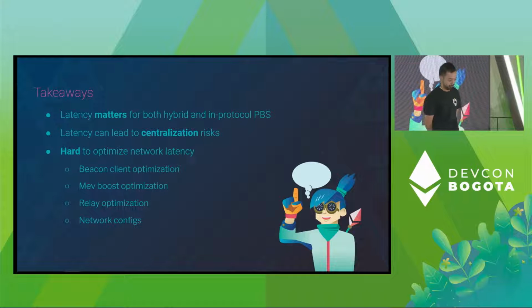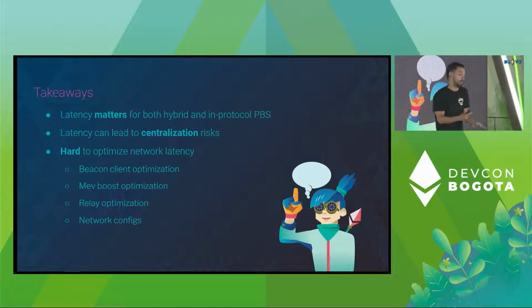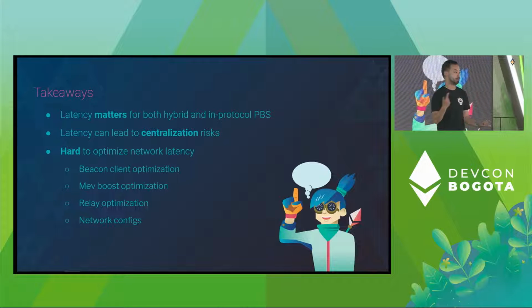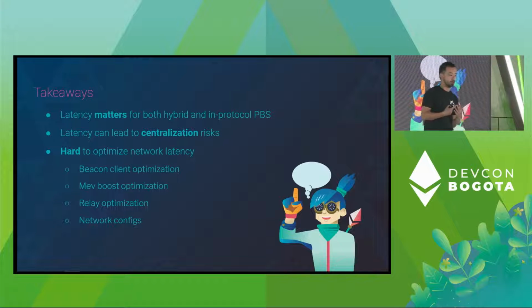So what's the takeaway with this, right? The takeaway is latency matters, both for hybrid or even maybe for little PBS, right? And latency can lead to centralization risk, which we have known for a long time already. And it's actually really hard to optimize towards network latency, right?